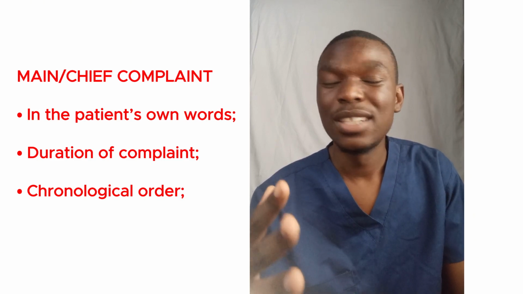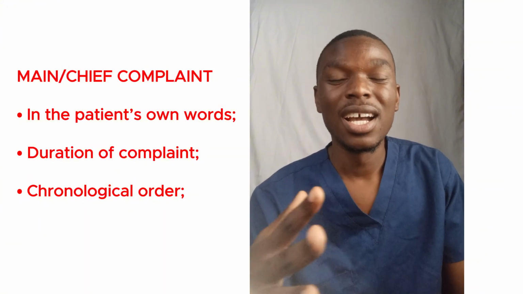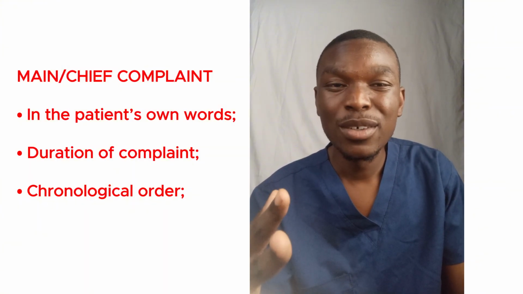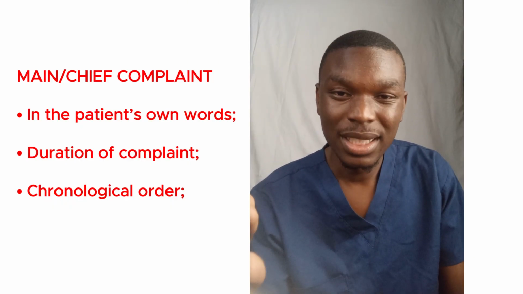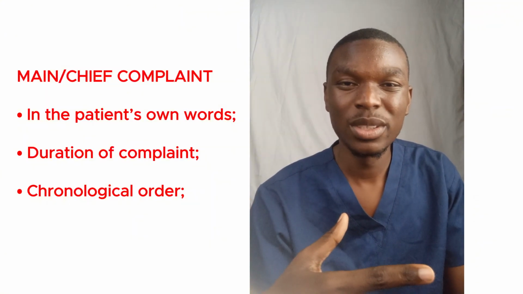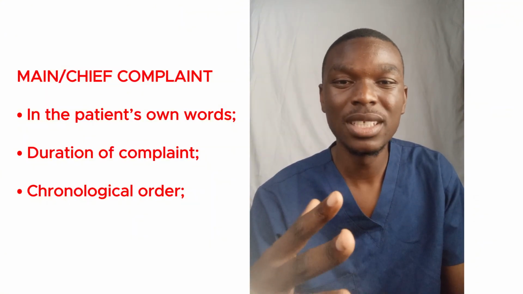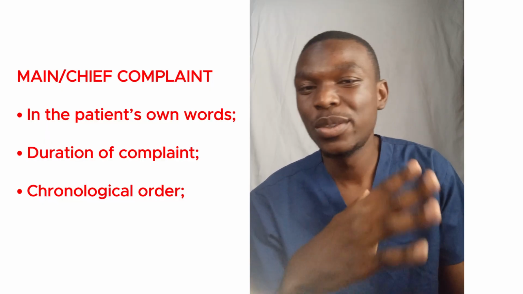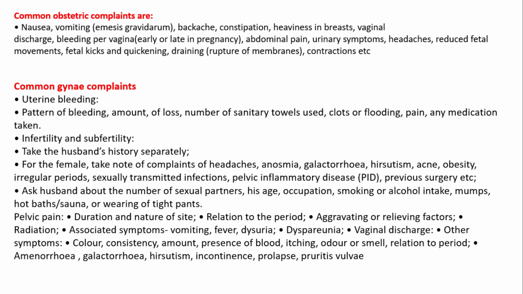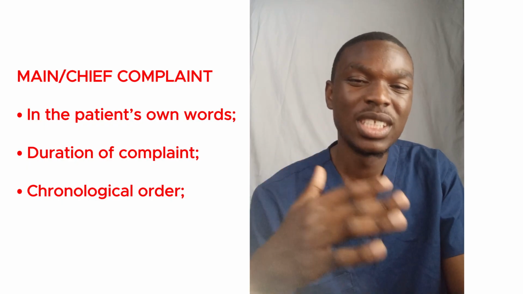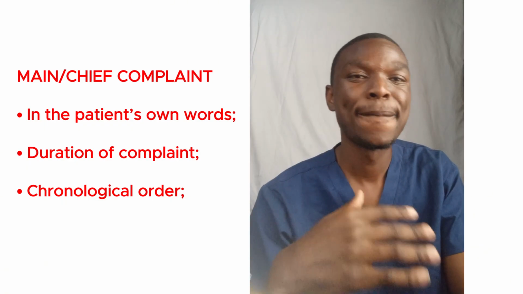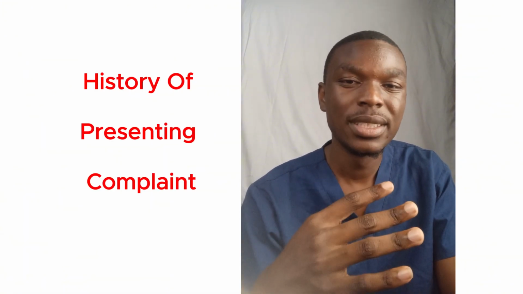Some women are not pregnant, but they'll tell you, I haven't had my periods for 2 months now. You test, you do a gravindex, they're not pregnant, but they are not having their periods. Those are some of the complaints that women come in with to OBGYN. Of course, I'll show you a list of some complaints that they present with. And then you proceed by asking the duration, and then the chronological order. If there are 4 or 5 complaints, list them like that. Then you move on to the history of presenting complaint.